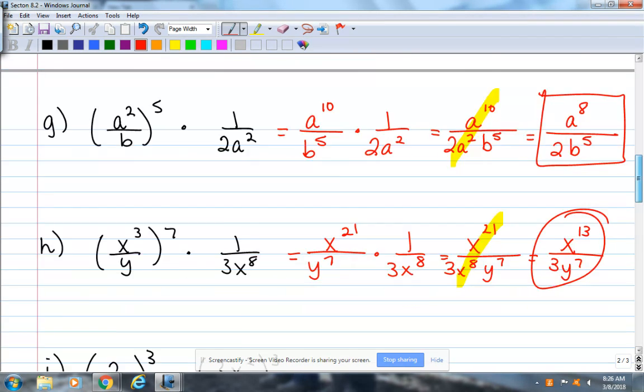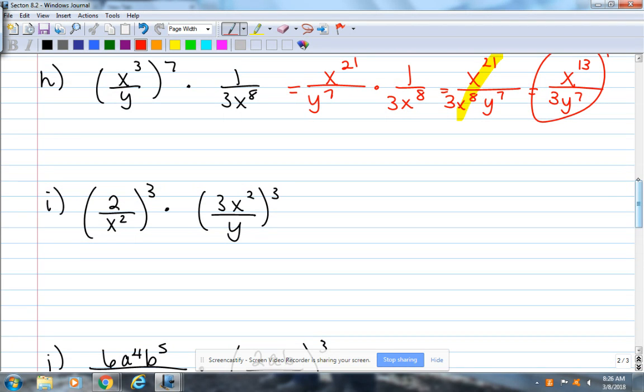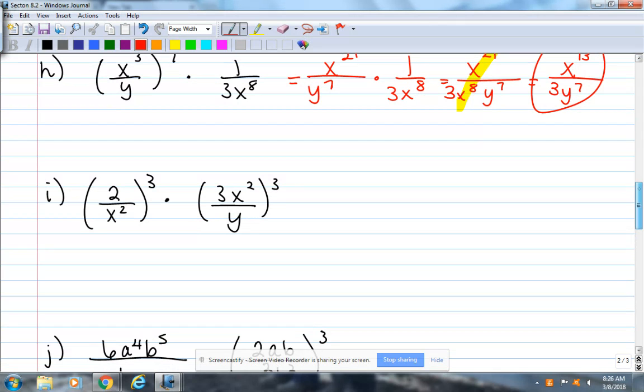Okay, so what's next? Oh, yeah. Lots of parentheses. Two over x squared all cubed times 3x squared over y all cubed. Now, what do y'all think we're going to do? Yes, clear up your parentheses first. So everything gets the outside exponent. If it already has one, you multiply.